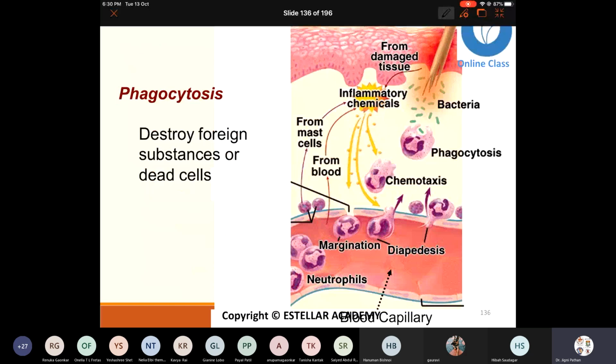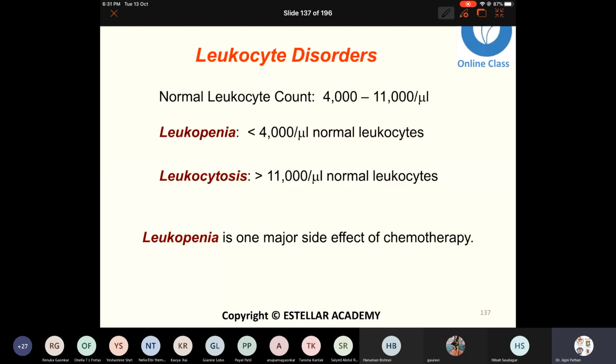Okay. Any other doubts? Now, phagocytosis, I have told you, the process of destroying foreign substances or dead cells is called phagocytosis. This we have discussed.